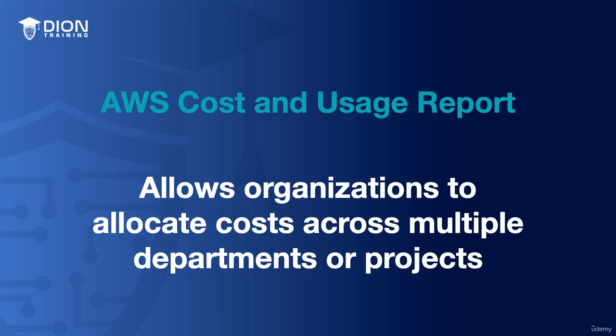In AWS, chargebacks are implemented using the AWS Cost and Usage Report, which allows organizations to allocate costs across multiple departments or projects. The AWS Cost and Usage Report provides detailed information about AWS costs, including the services that are used, the amount of data that is transferred, and the total cost of each service. This information can be used to generate reports that show how much each department or project has spent on AWS resources, which can then be used to allocate costs to specific departments or projects.